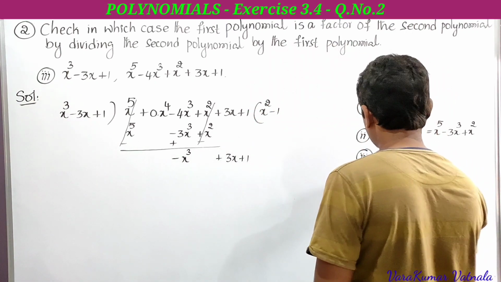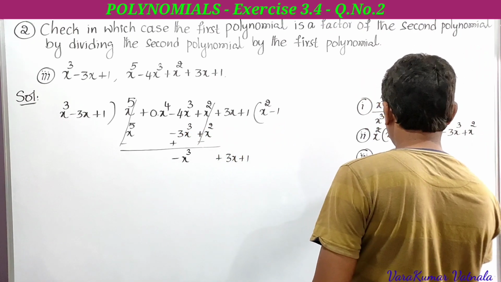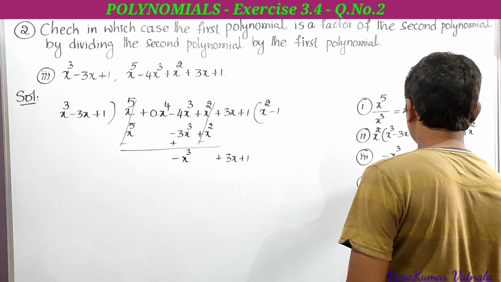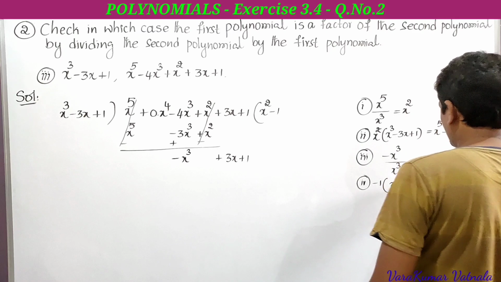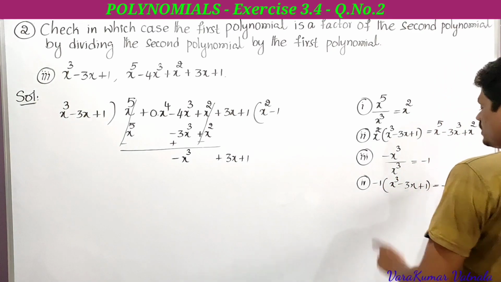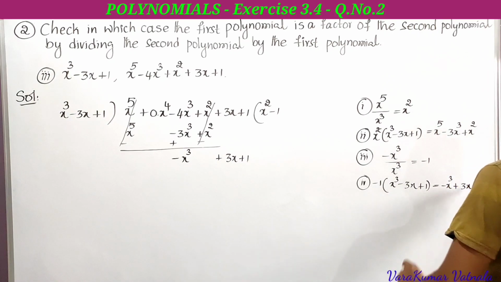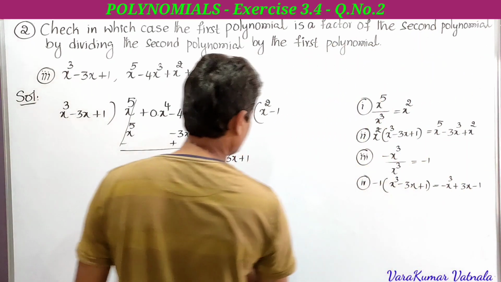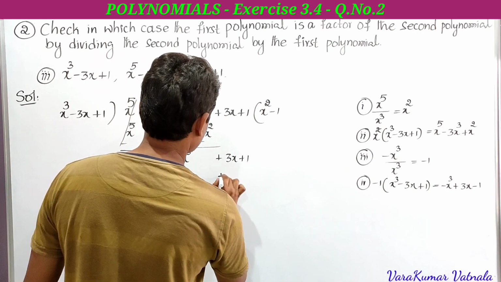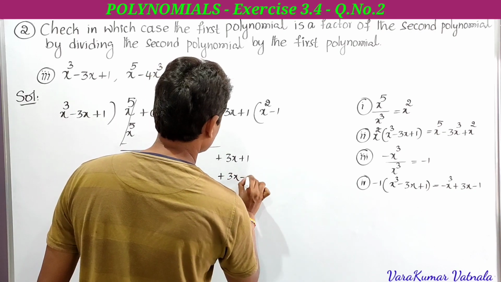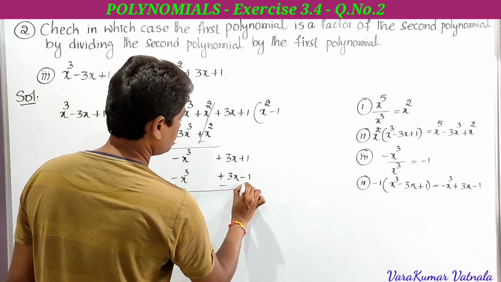Next, multiply the divisor with minus 1, that is minus 1 into x cube minus 3x plus 1. Minus 1 into x cube is minus x cube. Minus 1 into minus 3x is plus 3x. Minus 1 into plus 1 is minus 1. Now how to subtract? It becomes plus, it becomes minus, it becomes plus.